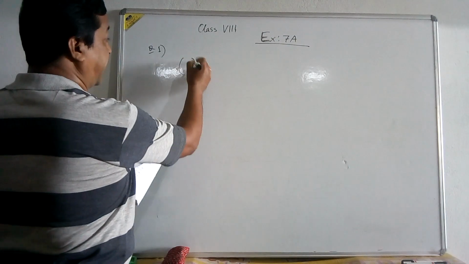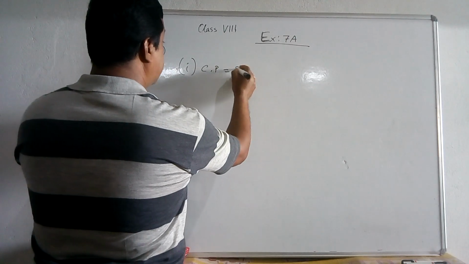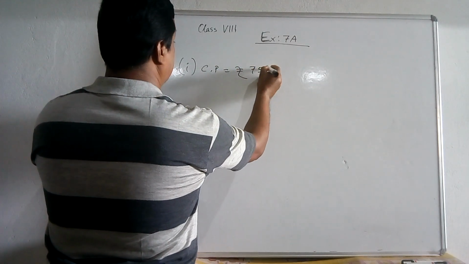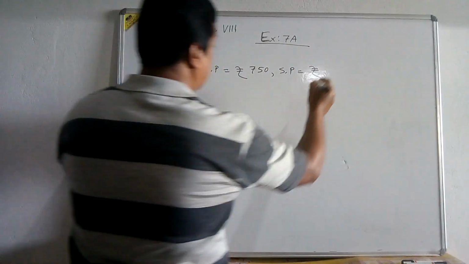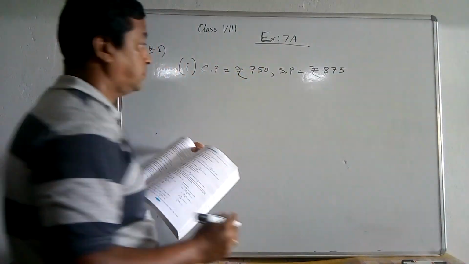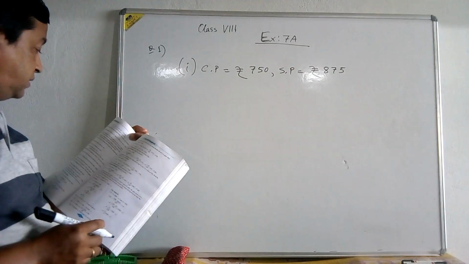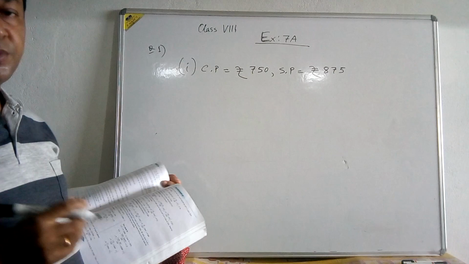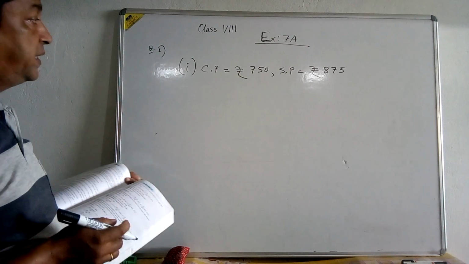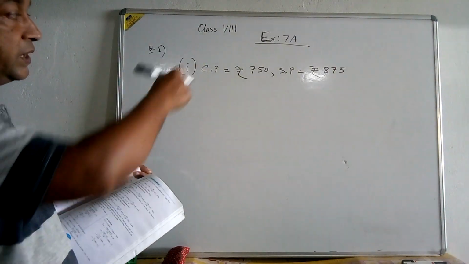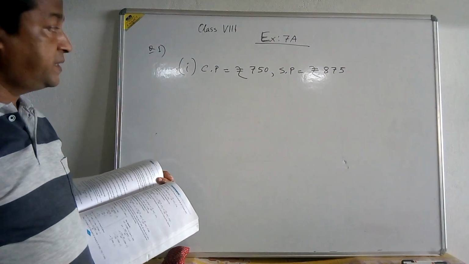Question number 1, Roman number 1. CP equal to rupees 750. Then SP equal to rupees 875. From there, you find out either gain or loss percent. Gain means profit; profit or gain is the same thing. To find out the gain or profit, you have to see whether SP is more than CP or not. In this case, selling price is 875 and the cost price is rupees 750. That means there is a gain.